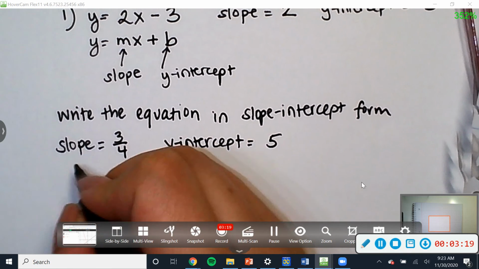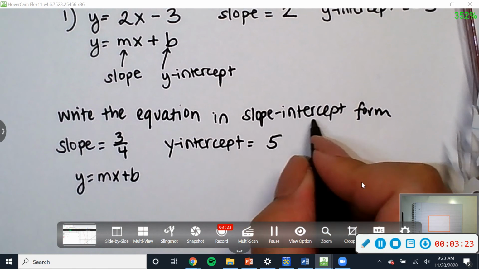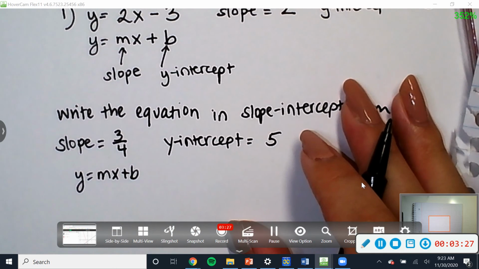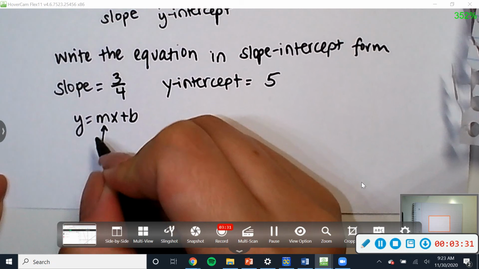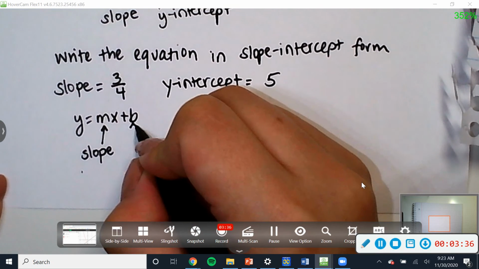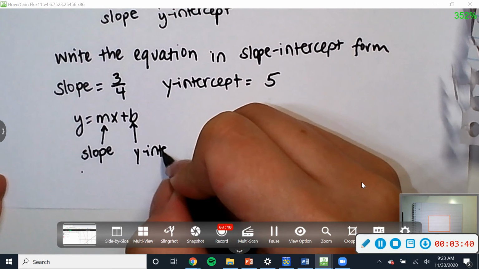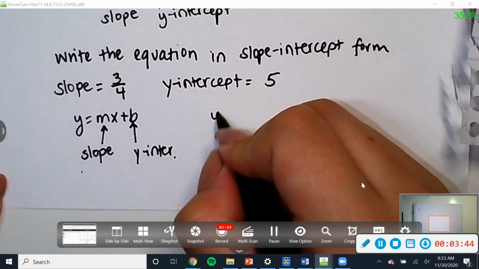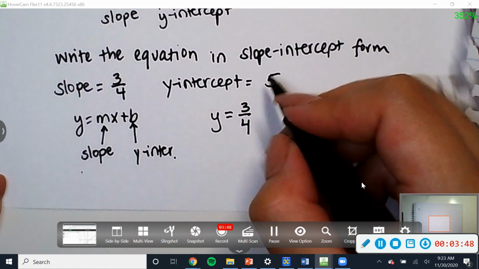We always start by writing down y equals mx plus b, because in the directions it said it wanted slope-intercept form, so I write down y equals mx plus b. After doing that, I need to replace m with our slope value and replace b with our y-intercept value. So slope is 3/4. So when I write my equation, I replace m with a 3/4.